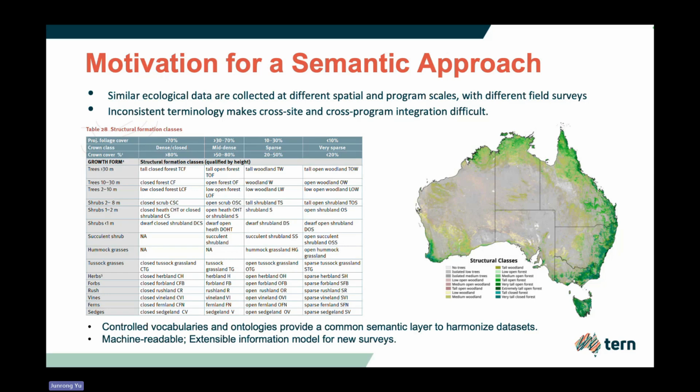And another feature about ontology and the semantic web is that it's extensible. Because ecological field surveys are evolving, every month there will be some new stuff coming. So it's extensible, so we can add new things gradually. For example, this one is the structural formation classes. This table is just one example of the classes. Different teams call the concepts differently. So we have a vocabulary for the structural formation classes attached to each individual dataset. So it helps us to integrate the datasets.